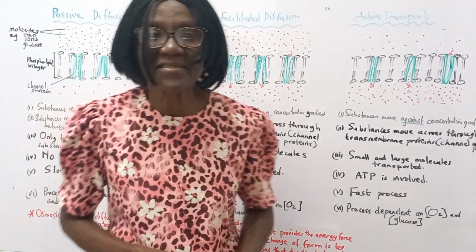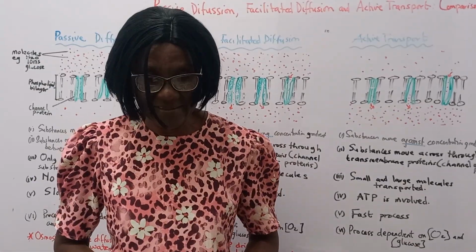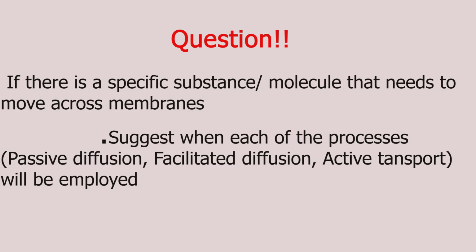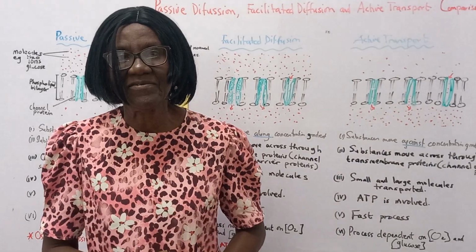Now, let's get a question and the answers. Question is, again, if there is a specific substance or molecule that needs to move across membrane, suggest when each of the processes, passive diffusion, facilitated diffusion, active transport, will be employed. Here is the answer. 1.